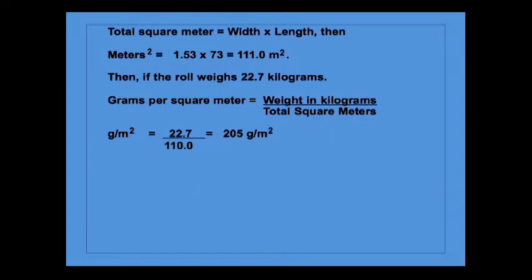If the metric system is used to express the weight per square area, then the values would be grams per square meter. For example, if the roll was measured at 73 meters long by 1.52 meters wide, then the total area would be 111.0 square meters. If the weight is 22.7 kilograms, then that number divided by the square meters would result in a value of 0.205 kilograms per square meter, or 205 grams per square meter.